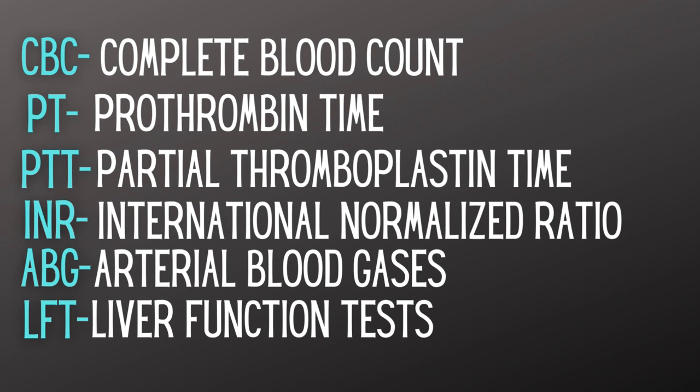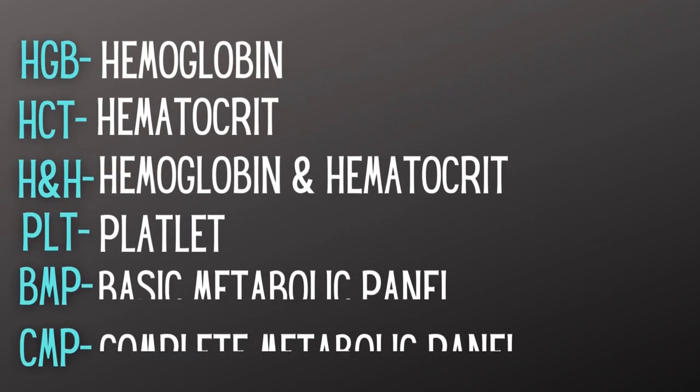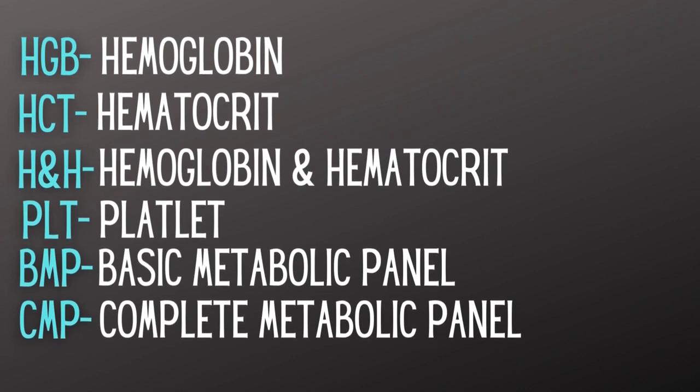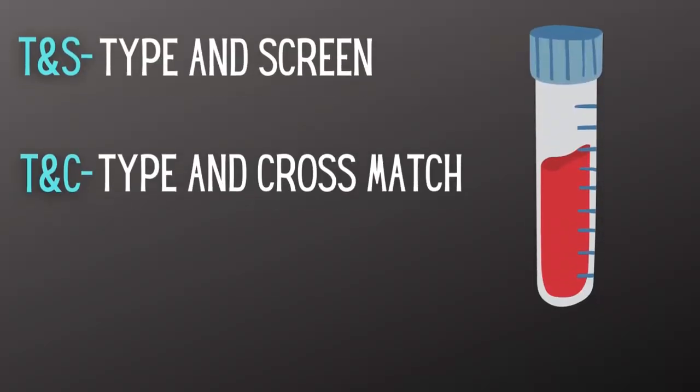Arterial blood gases are ABG. LFTs are liver function tests. HGB and HCT are hemoglobin and hematocrit. H&H also refers to hemoglobin and hematocrit. PLT are platelets. BMP is basic metabolic panel. CMP is complete metabolic panel. TNS is type and screen regarding blood type.